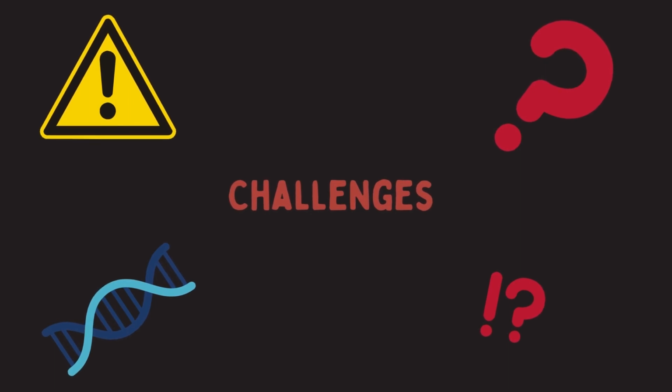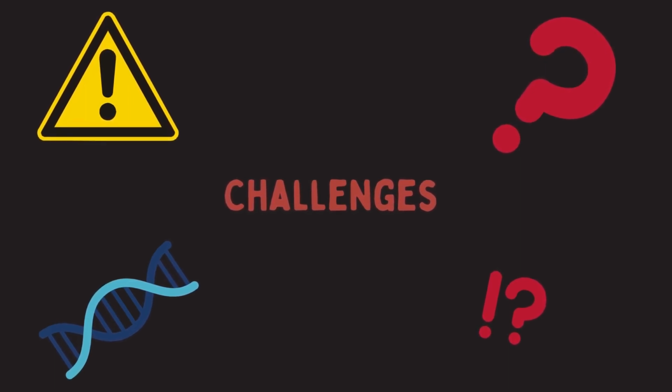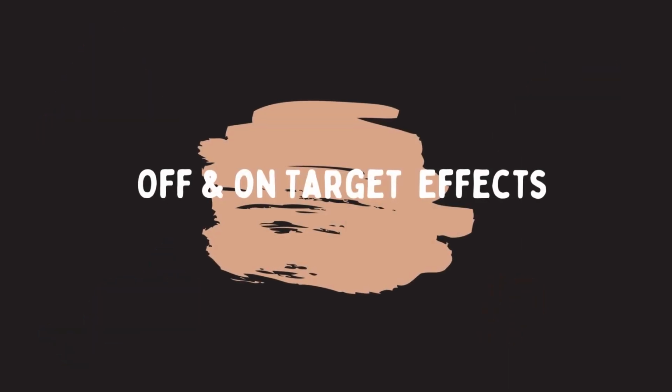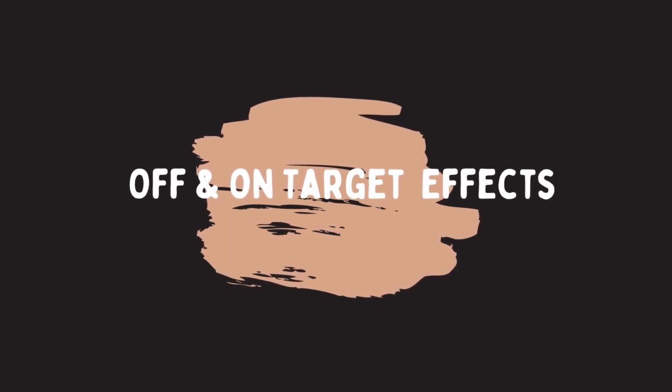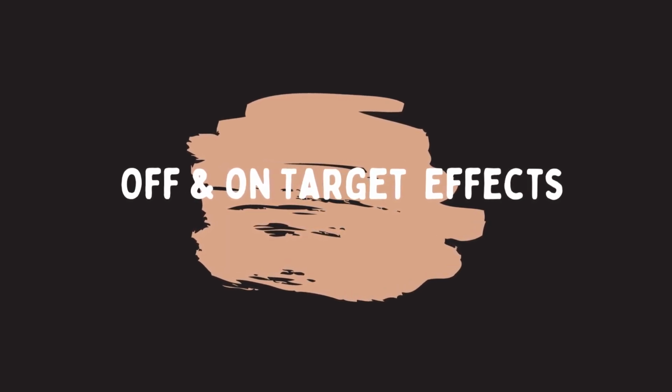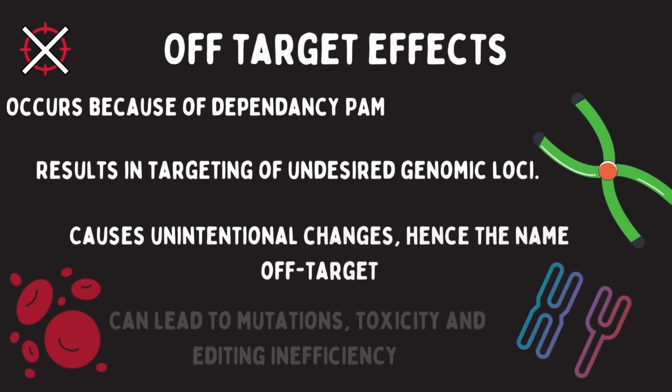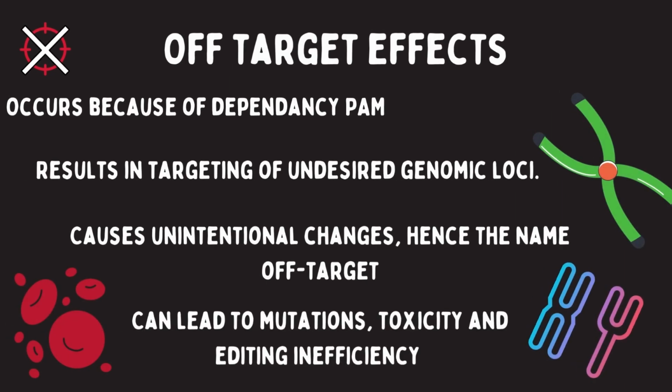In addition to these challenges, the CRISPR-Cas9 system itself possesses additional challenges. The first challenge scientists are constantly encountering is off- and on-target effects. Off-target effects refer to the issues the CRISPR-Cas9 system encounters with targeting the loci on the target DNA. This mainly arises from the system's dependency to locate and bind to PAM, as the system can sometimes target undesired genomic loci.